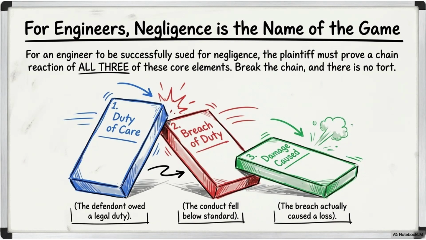There are three elements of tort law. For any case, so that the court can apply tort law, these three elements must exist. First is duty of care. The defendant owed a duty to the plaintiff. Second, breach of duty. The defendant didn't do their due diligence. Their conduct fell below standard. Third, damage caused directly as a result of the breach of duty.